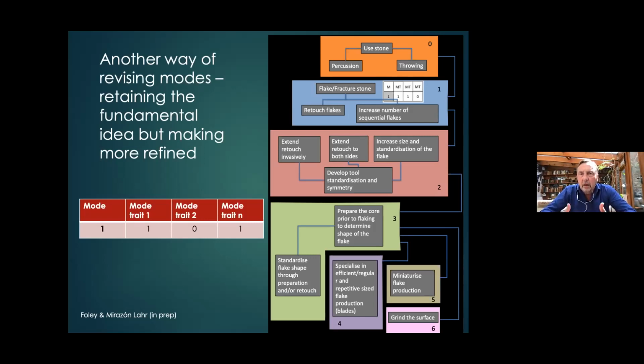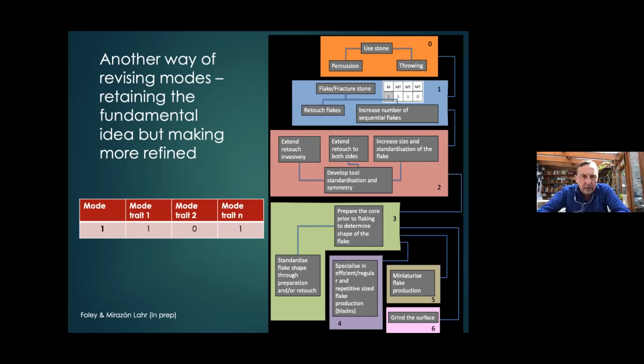So if you take mode, forget about mode 0, which is of course not part of Clark's system. If we take mode 1, at its simplest, it is just flaking and fracturing the stone. But we know from sites such as Le Calais, where you have these very, very complex, long sequences of reduction, that the number of sequential flakes varies enormously from what you find in Gona, for example. And retouch enters in where you retouch the work.